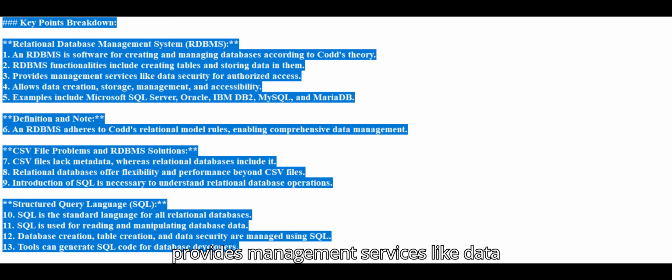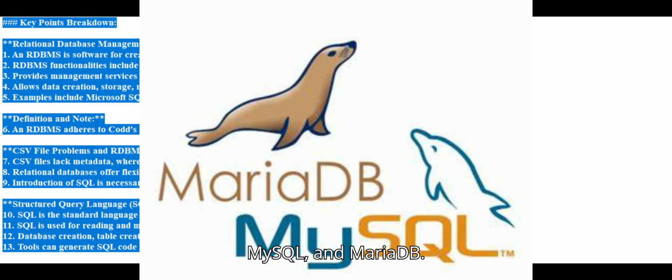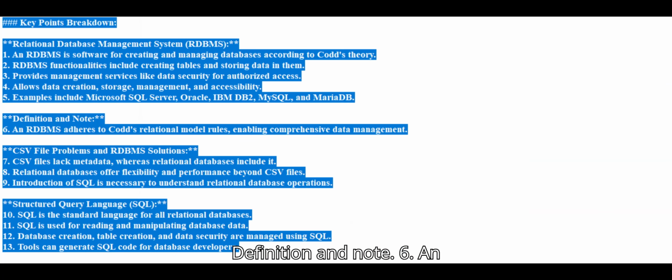3. Provides management services like data security for authorized access. 4. Allows data creation, storage, management, and accessibility. 5. Examples include Microsoft SQL Server, Oracle, IBM DB2, MySQL, and MariaDB. Definition and note. 6. An RDBMS adheres to Codd's relational model rules, enabling comprehensive data management.